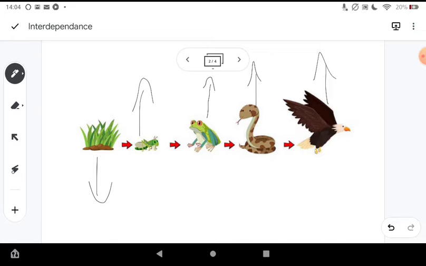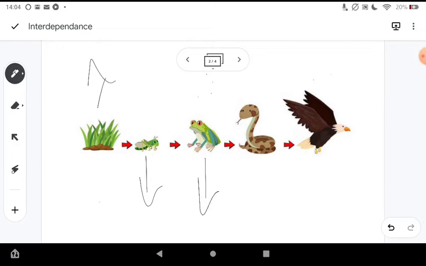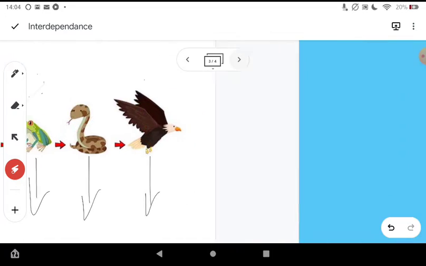If, for example, it happened another way, so if we went with a drop in the number of grasshoppers, you'd get more grass, you get less frogs, less snakes, and less eagles because their food is disappearing, and this would cascade. So this change would happen first, then this one, then this one.